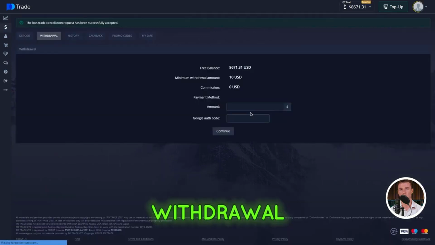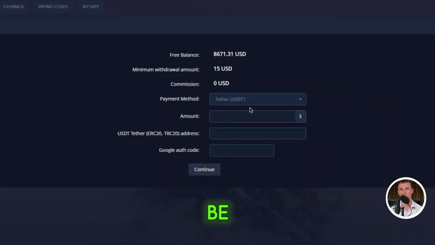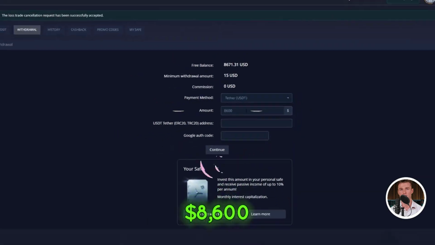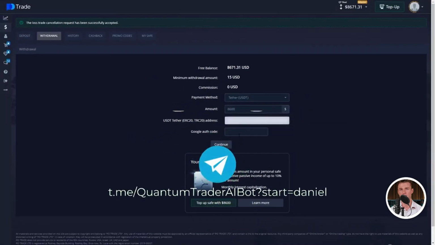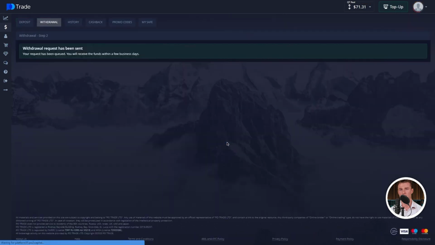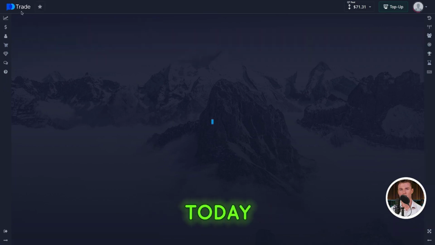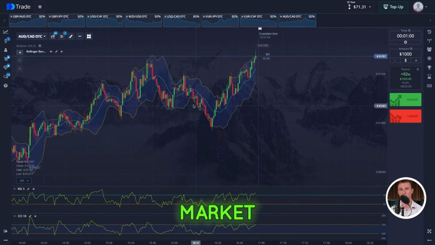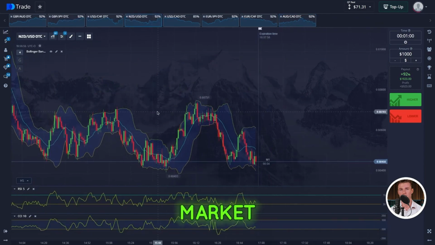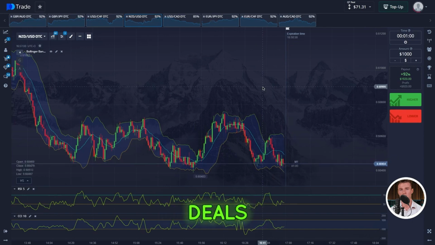Let's make a withdrawal, fix our trade, choose a wallet. The amount will be $8,600. The operation is being successfully performed. This is the kind of trading we've done today on the OTC market, which is a rather difficult and volatile market. In general, the strategy, as I told you, handles opening deals both with the trend and against the trend.